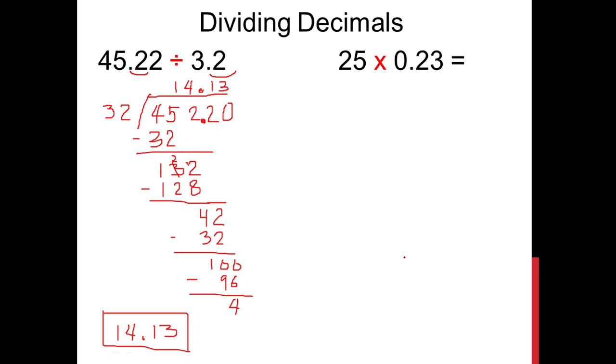There. So our next example, you have 25. This is division. This is not multiplication. This is division.